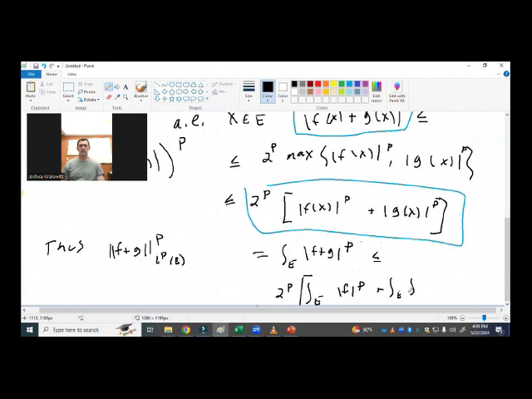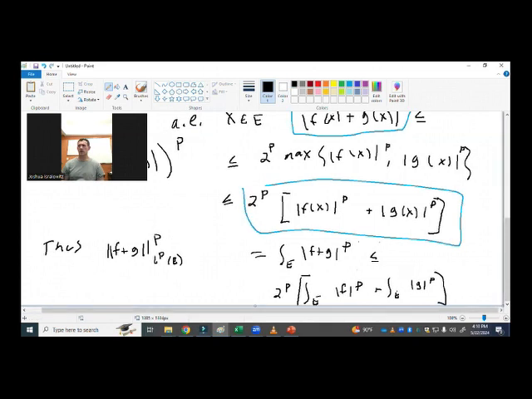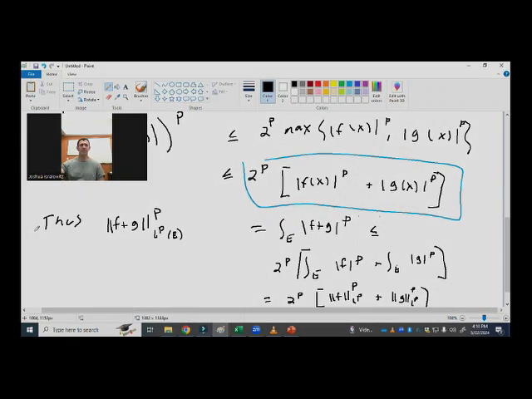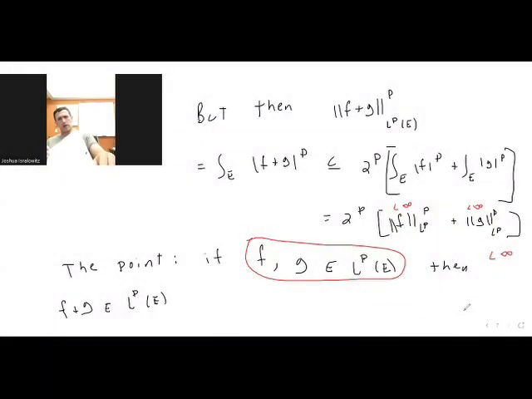Times the addition of these two. Right. And again, this is to the p times the LP norm to the p. So the LP norm of g to the p. Yeah, so next I want to prove the triangle inequality.